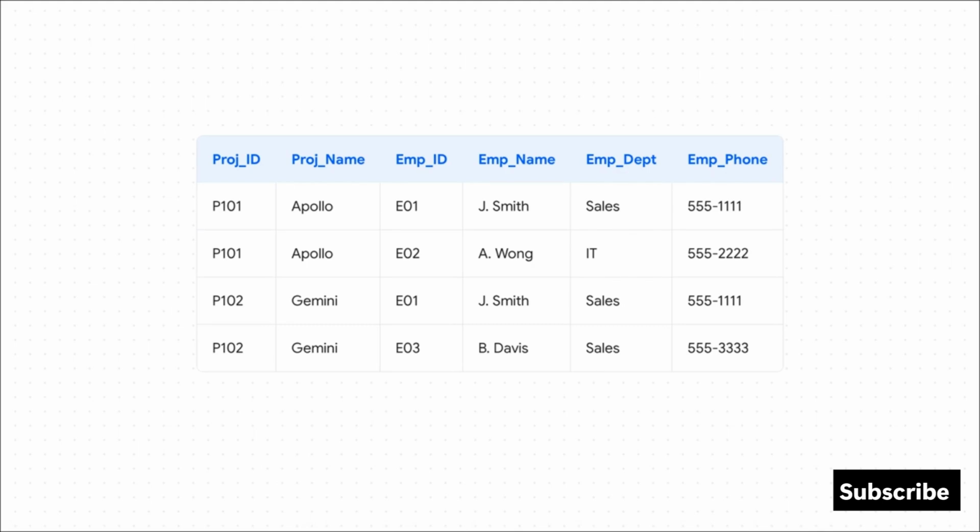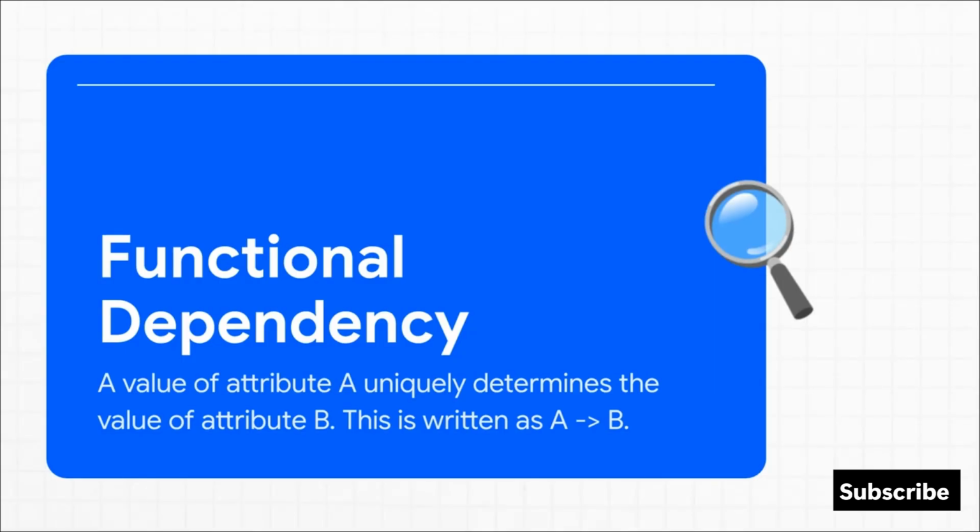And if we actually map out that hidden logic, the dependencies become crystal clear. See that? Proj ID points directly to Proj name. You give me the ID, I'll give you the name. Every time. Same goes for Emp ID. It determines the employee's name, their department, and their phone number. These connections have a name. They're called functional dependencies. Let's give it a proper definition.